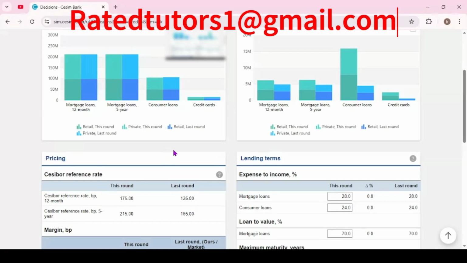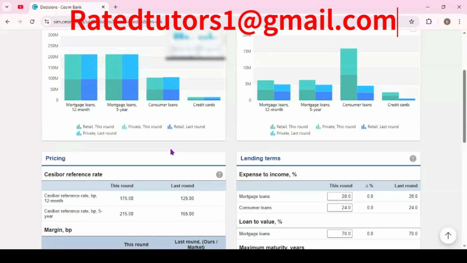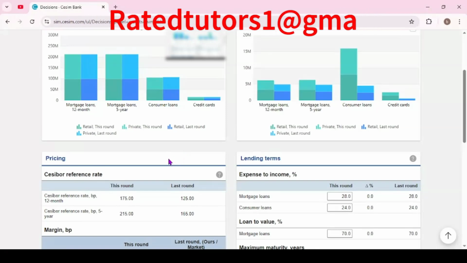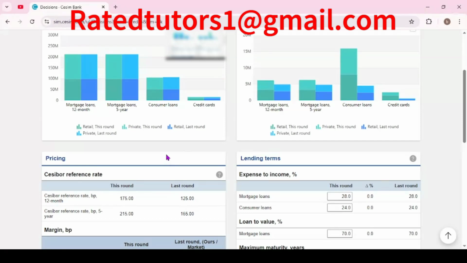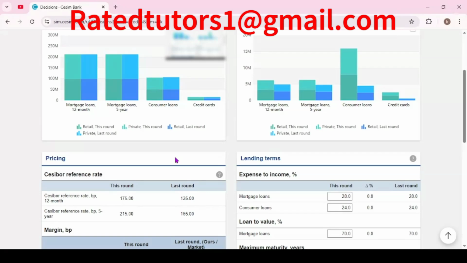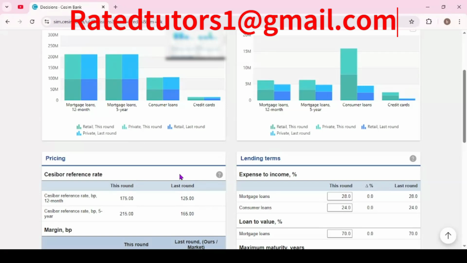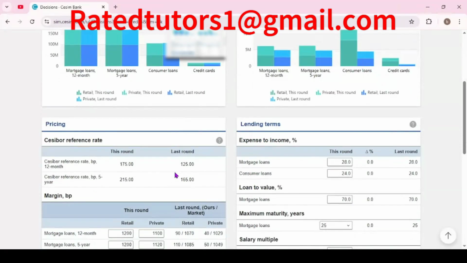And also lastly, it includes the credit cards, which are revolving credit, and they have a high interest margin, but they are very risky. Remember, some people can take credit cards from your bank so that they can use that money and pay later. Remember that it has a high margin, but it's very risky in the simulation. You also have the consumer loans, which are also part of the credit products.